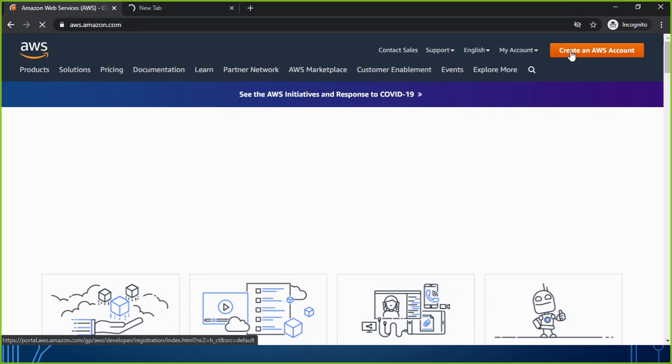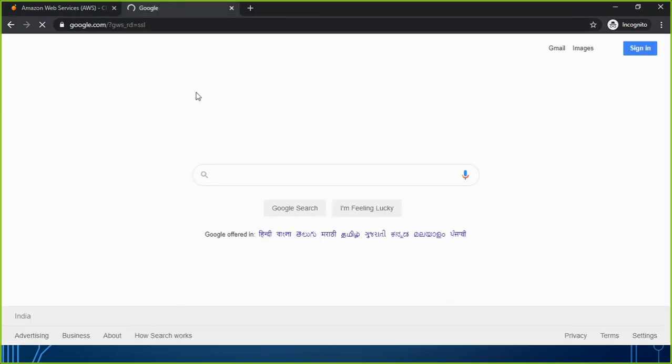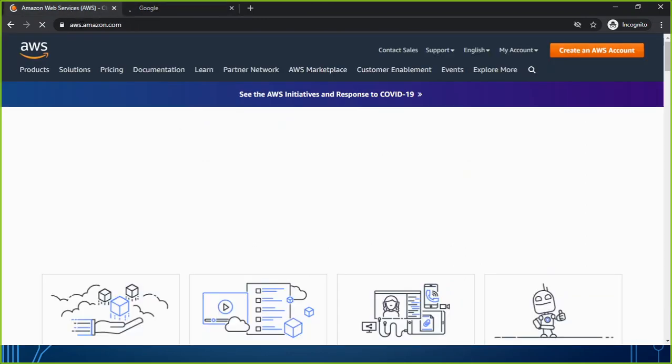There you will also get the option to create an AWS account, you see here, or you can go to Google and search for it. So if I go to aws.amazon.com, there is an option of creating an AWS account. To create a free tier account also, you will be following this step.